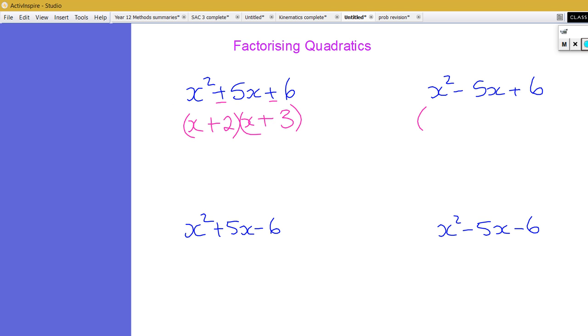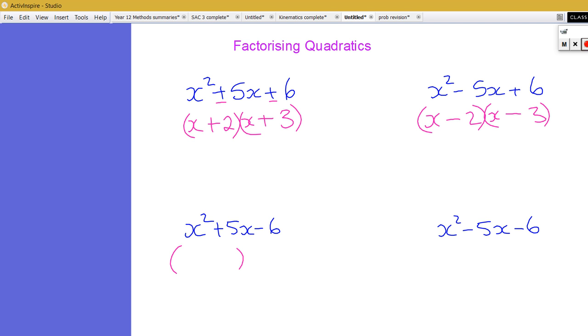Now when we look at this next example, it ends in a plus, so we know the 2 numbers have to add to equal 5. So it has to be 2 and 3 again. It ends in a plus, which tells us the signs will be the same, and the first sign is negative, so they will both be negatives.